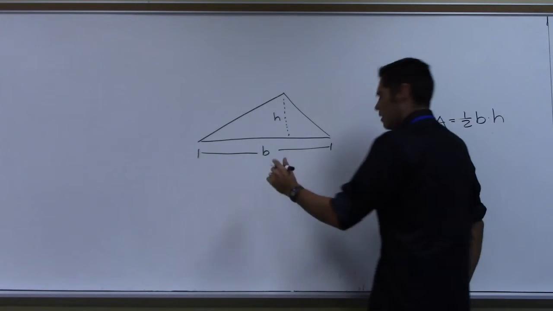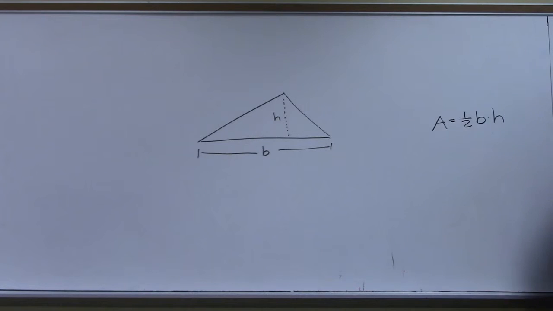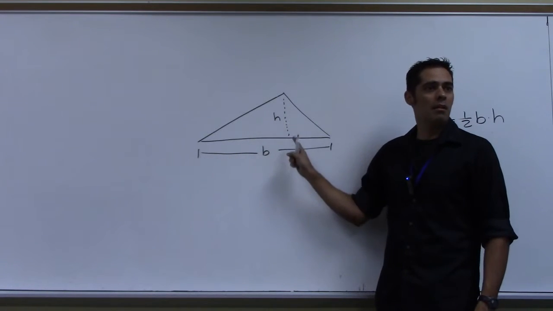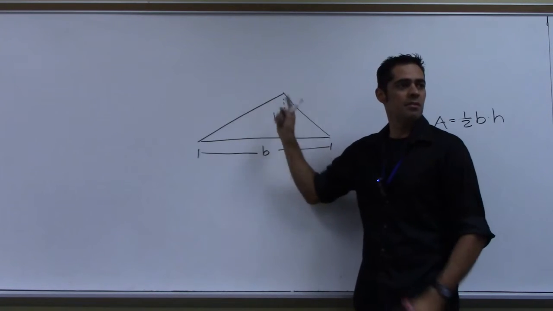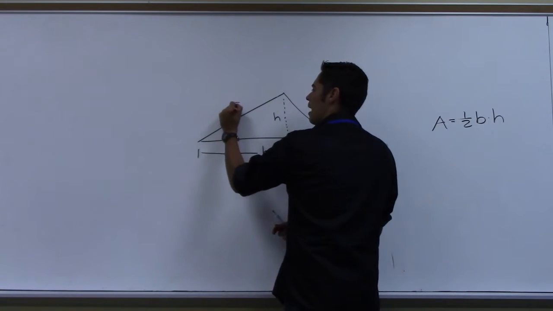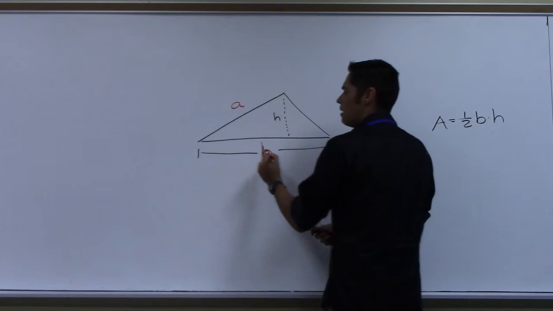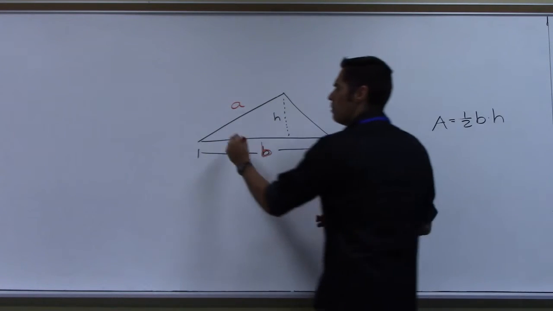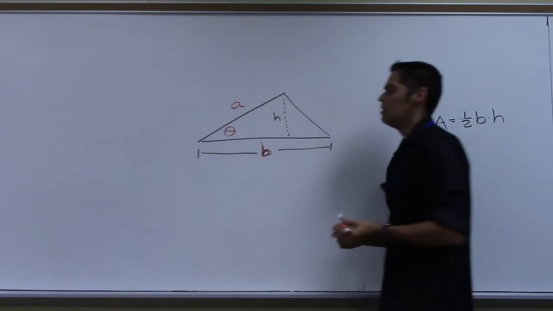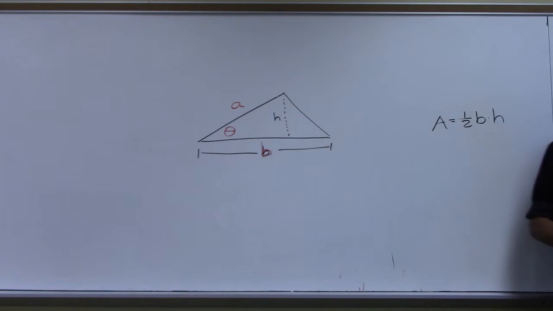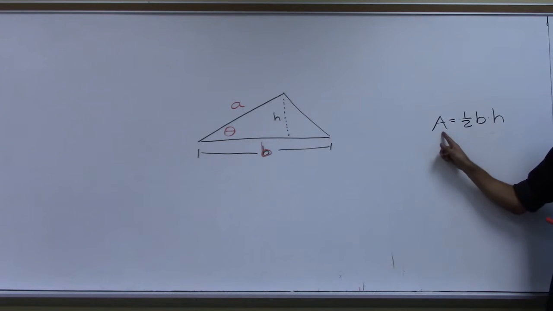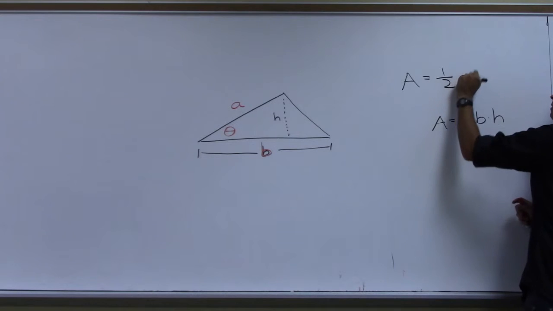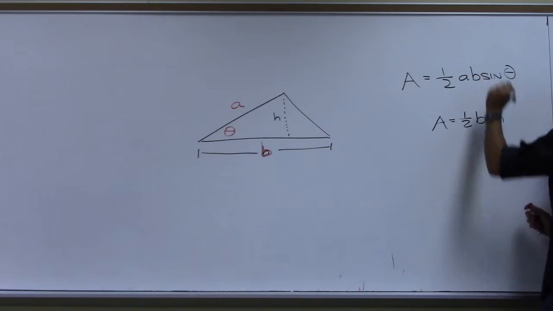If you come to a triangle like this, a lot of times you don't know the height of a triangle. A lot of times you know two of the sides. So this side here, I'll call it A, and this side right here, I'll call it B, which will also be the base. If you know the angle between them, theta, then the area of the triangle changes to that formula. Nobody remembers this from pre-cal?